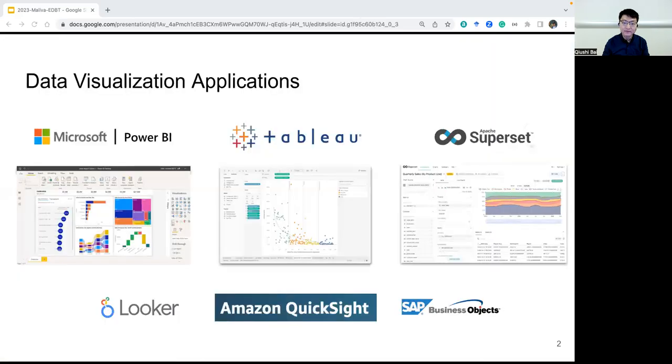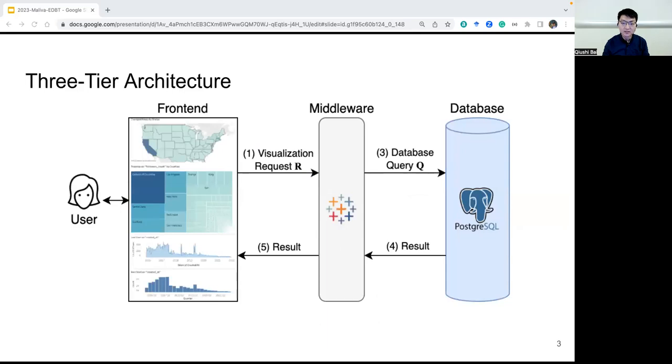In today's data-driven world, visualization applications are extremely popular for people to quickly discover insights into their data and make timely decisions, such as Power BI, Tableau, SuperSight, and many more. Most visualization systems follow a typical three-tier architecture of front-end, a middleware, and a database. The users interact with the front-end and send visualization requests to the middleware. The middleware translates the visualization request into a database query, and the database executes the query and returns the result.